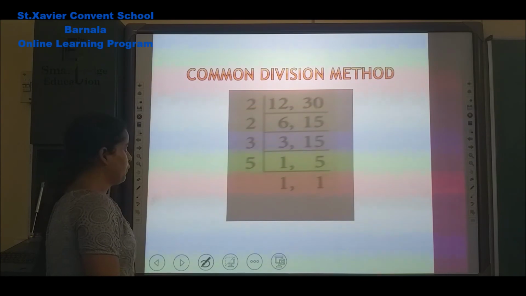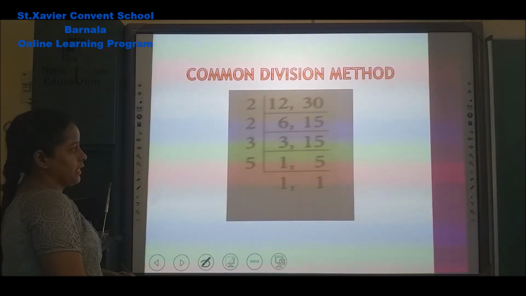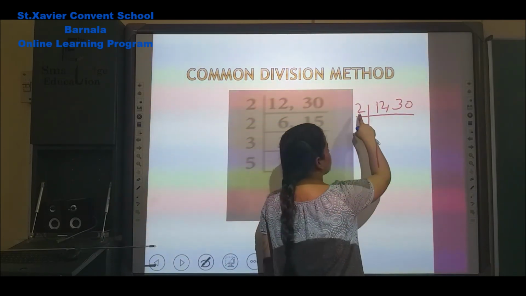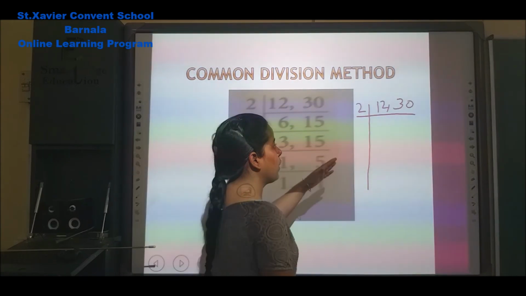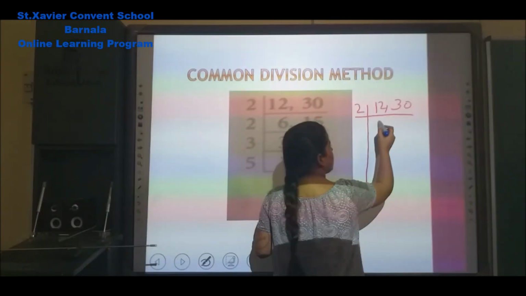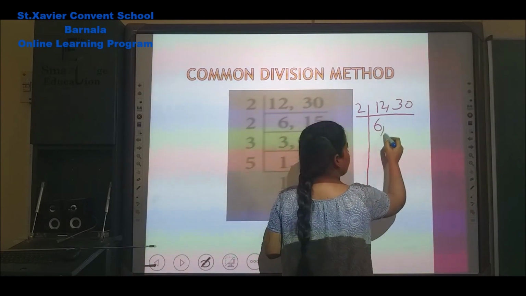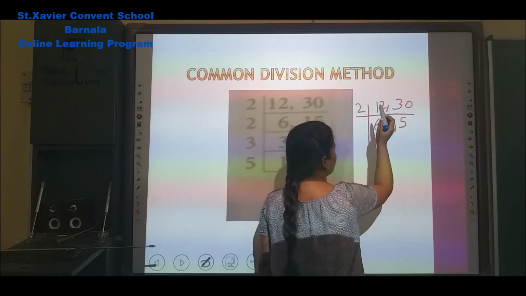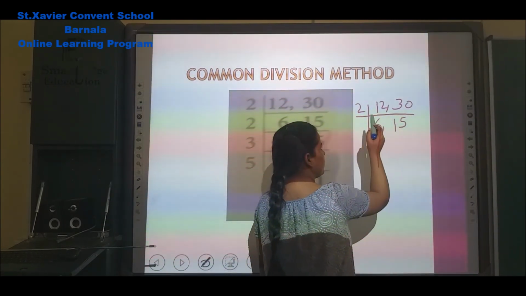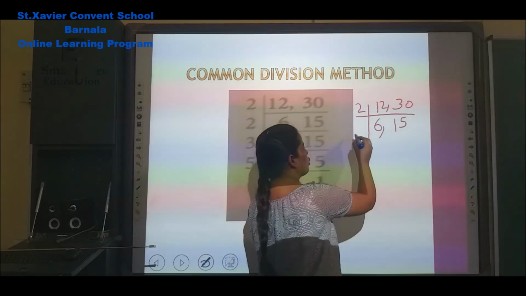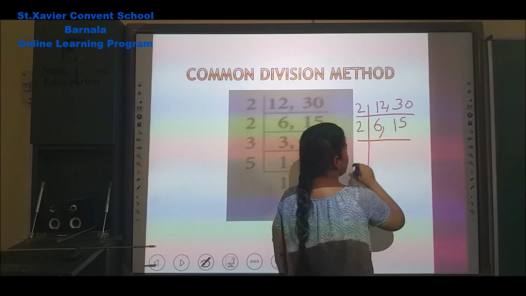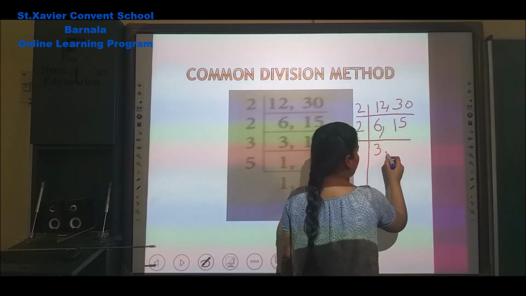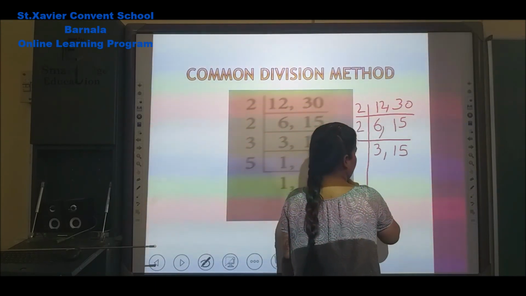So the next is the common division method. We have two numbers, 12 and 30. The prime number is 2. First we divide 12 by 2. So we get the result 6, and 30 divided by 2, then we get the result 15. After 2, then 6 and 15. First we divide by the first prime number 2. 6 divided by 2, then we get 3. 15 is not divisible by 2. So 15 as it is.